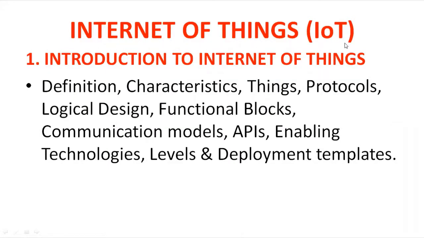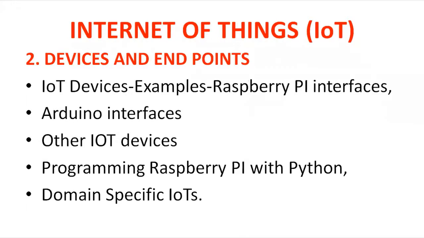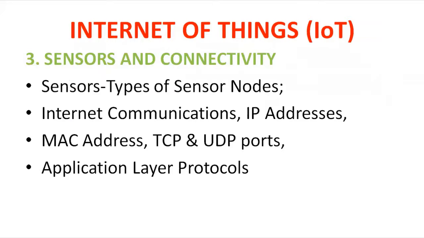In the previous session, we talked about the introduction to the Internet of Things, and then devices and endpoints of Internet of Things. Now you are going to know about the sensors and connectivity. In this session, we will talk about what is a sensor, what are the different types of sensors, and then what is a sensor node, what is the difference between the sensor and sensor node, and then what are the different types of sensor nodes available, and then internet communication.